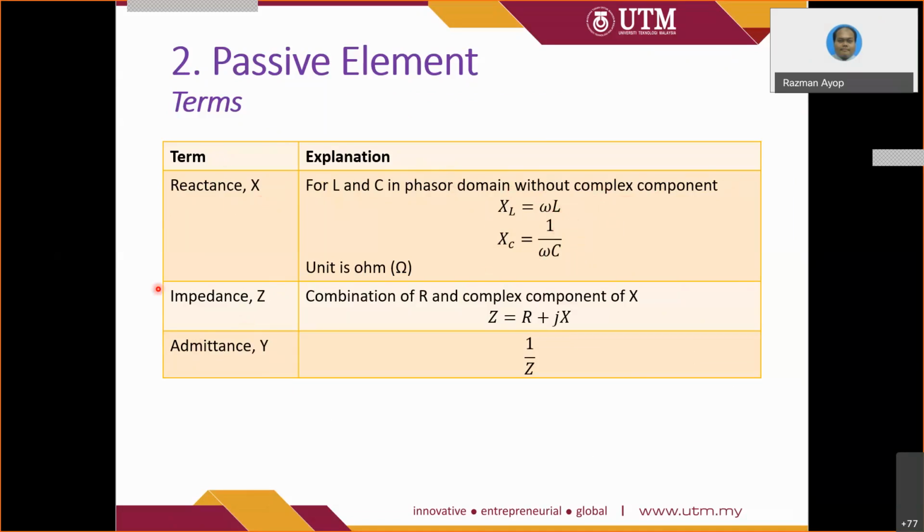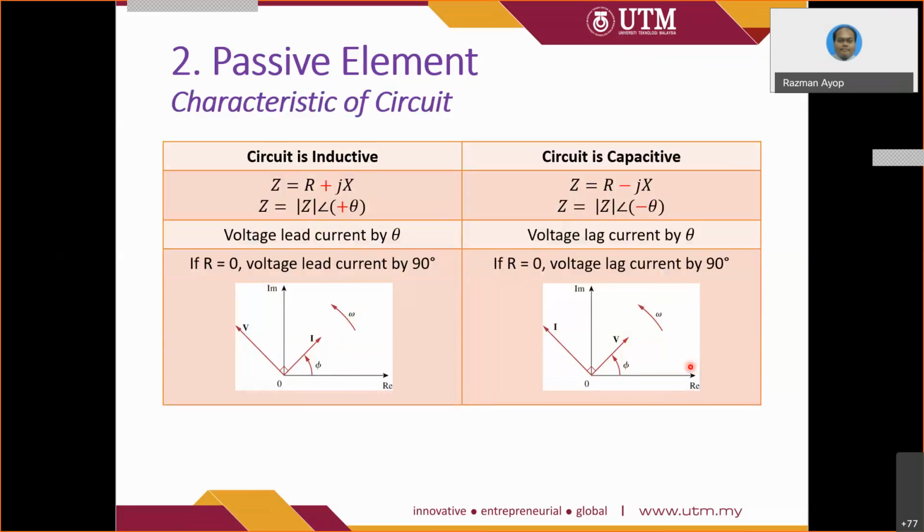How about impedance? Impedance is basically the combination of R and the complex reactance. So Z equals R plus jX. And lastly, admittance Y is just 1 over Z. Make sure you know how to differentiate these. Understand the terms.